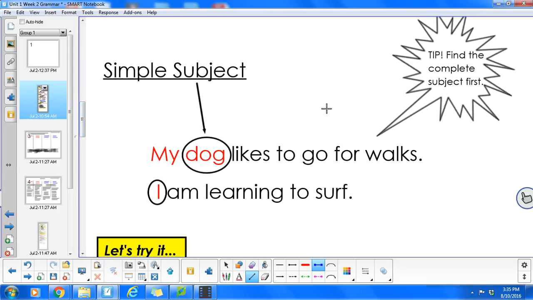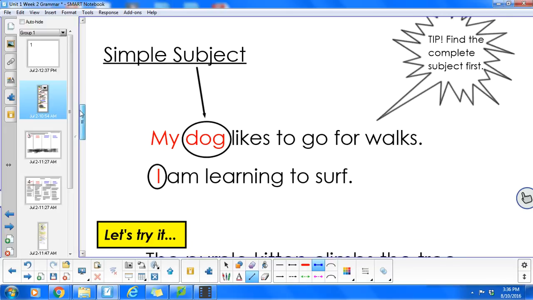Now, we have a little tip. If you're looking for simple subjects, that's going to be where you find the whole subject first, and then you look for the word that is the exact subject of the sentence. Like my dog is who the sentence is about, but the exact subject here, the simple subject it's called, is dog. Sometimes you can have your complete subject and your simple subject be the same thing. So find the red section and then look for the exact word that's a simple subject.